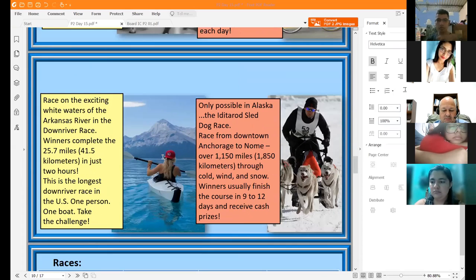Now, for this one, Don Marlon had raised his hand. And the next one was a lady, Jessica, okay? So, Don Marlon and Jessica, let's begin. Race on the exciting white waters of the Arkansas River in the Down River Race. Winners complete the 27 miles, 41.6 kilometers in just 2 hours. This is the longest Down River Race in the US. One person, one boat, take the challenge. Exactly. This is a down river race. Down river is easier than up river.